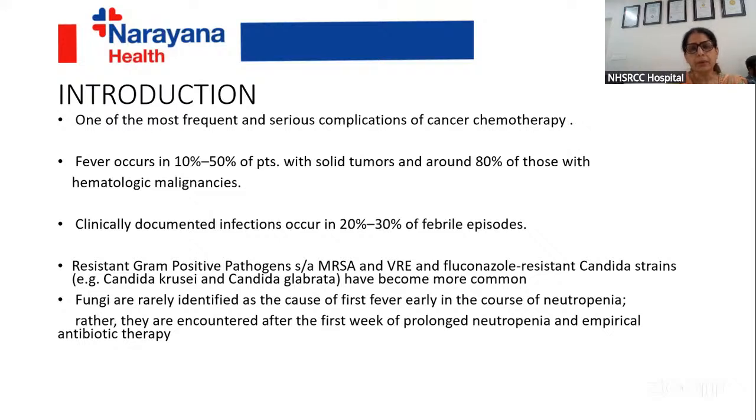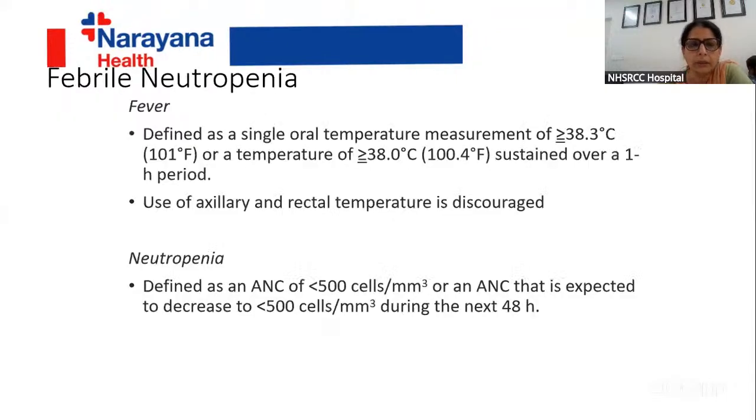Of late, the gram-positive pathogens which have become resistant, like MRSA and VRE, are frequently found. And so also the fluconazole-resistant Candida strains like Candida krusei and glabrata have become very common. But usually the fungal infections in a case of neutropenia occur 1 week after the neutropenia sets in. So they don't present upfront with fungal infections. So we never think of fungal infections to begin with. Now, how do you define febrile neutropenia?